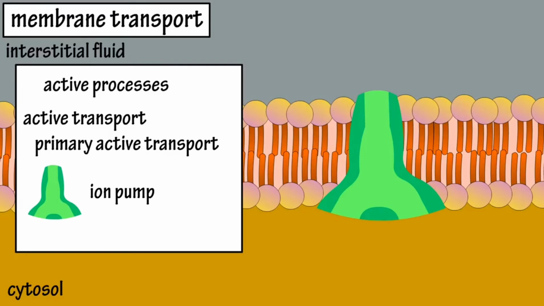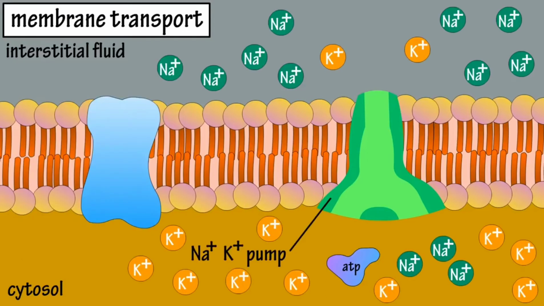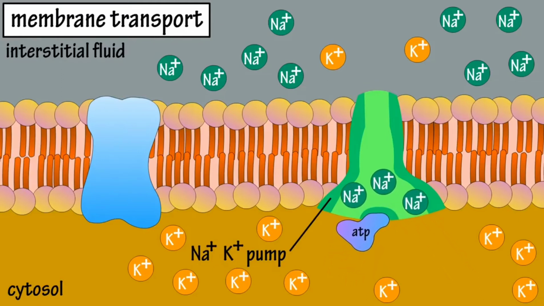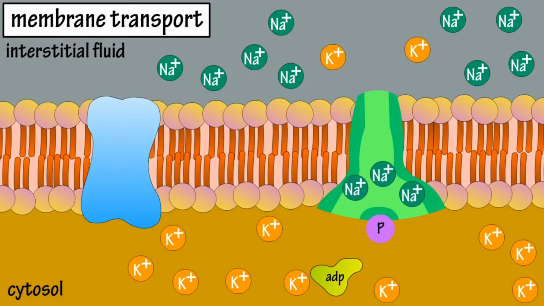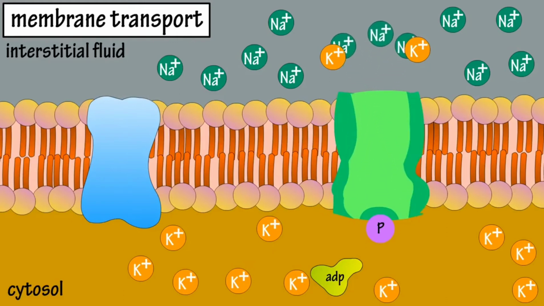Let's take a look at an example. Here we have a membrane along with a sodium positive and potassium positive protein pump. 3 sodium ions and ATP bind to the pump, ATP being like fuel or the form of cellular energy. In order to release that energy, ATP breaks down into ADP and P. P binds to the pump, and the release of energy causes the pump to change shape and release the sodium positive ions into the interstitial fluid.